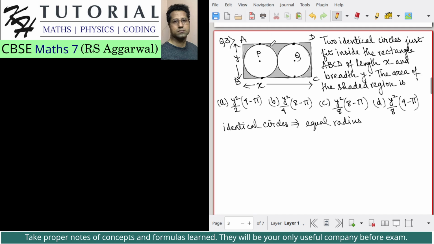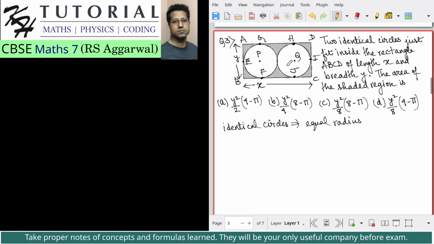So if we consider the circle with center P, let's say it touches the sides of the rectangle at these points, E, F, and G. And the circle with center Q is touching at the points H, I, and J.